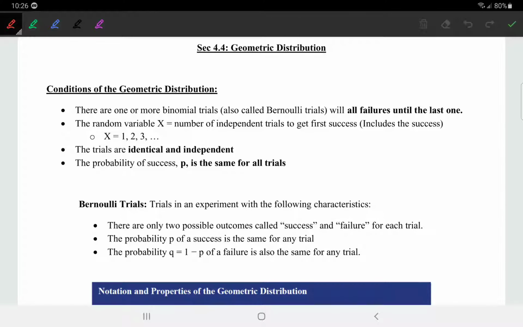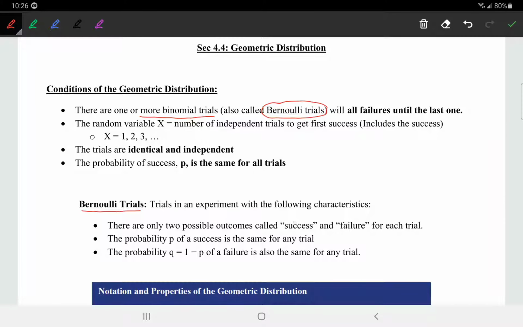In section 4.4, we talk about the geometric distribution. There are some conditions for the geometric distribution. There must be one or more binomial trials. These are also called Bernoulli trials. The Bernoulli trials are defined down here. Bernoulli trials in an experiment have the following characteristics.